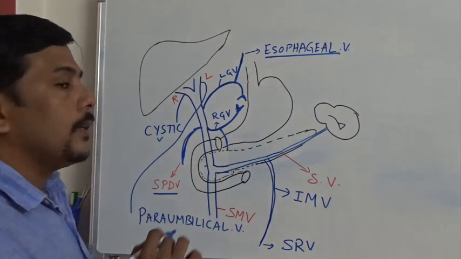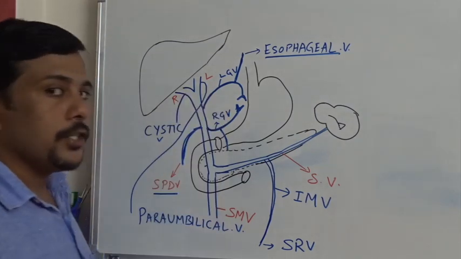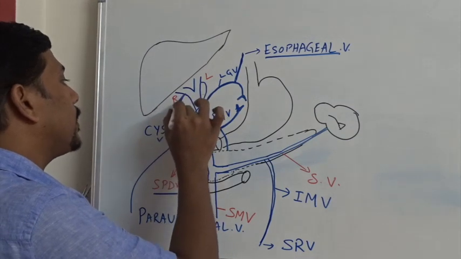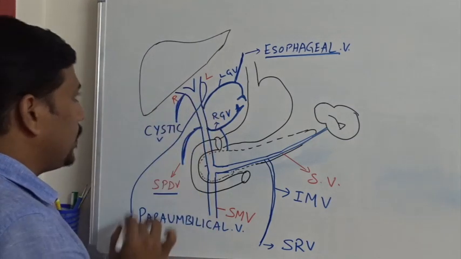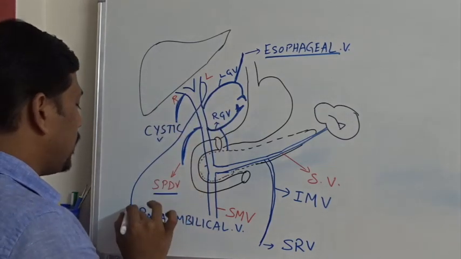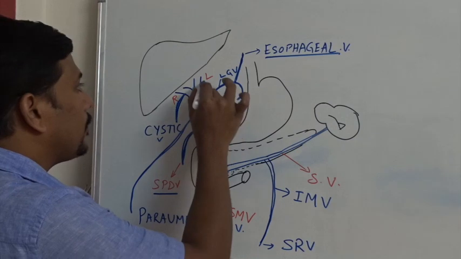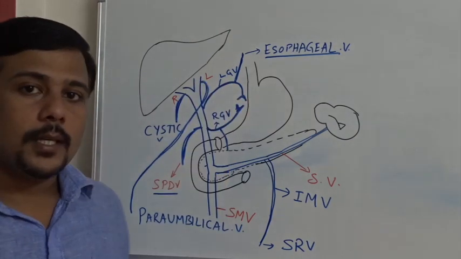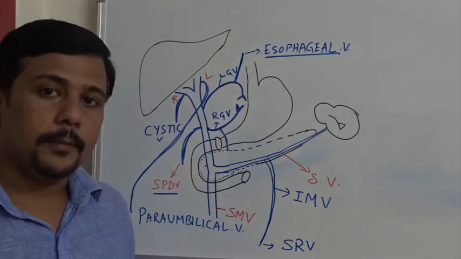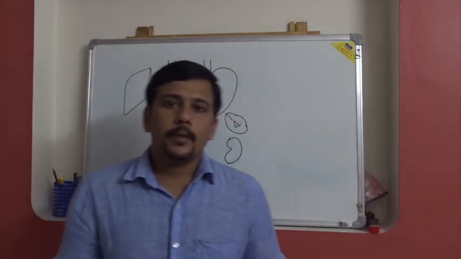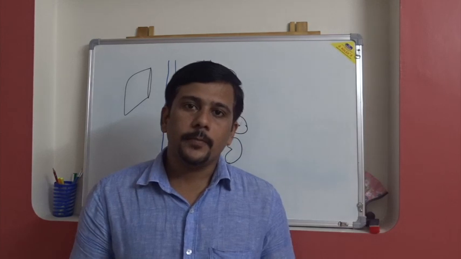Then coming to the tributaries of the branches, the right branch has cystic vein, that is coming from the gallbladder. Then the left branch has the para-umbilical vein as a tributary, which is coming from the anterior abdominal wall. So these are the tributaries of portal vein. So now we'll see the portocaval anastomosis.